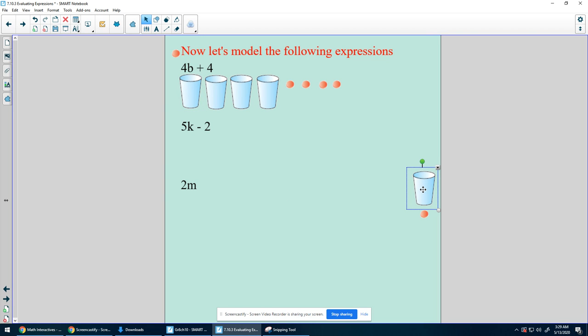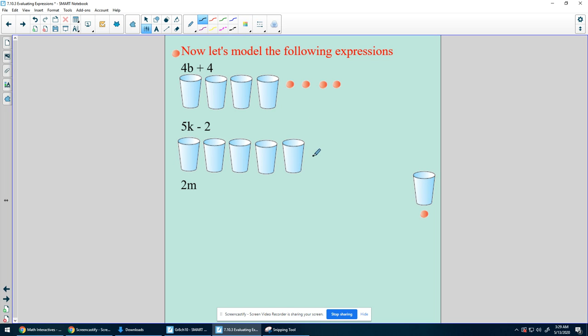Same concept here. We have 5K, so 5 variables, and cups represent variables. 1, 2, 3, 4, 5, and we are taking away, we are subtracting 1, 2. And just for clarity's sake, we are adding 4 up here.